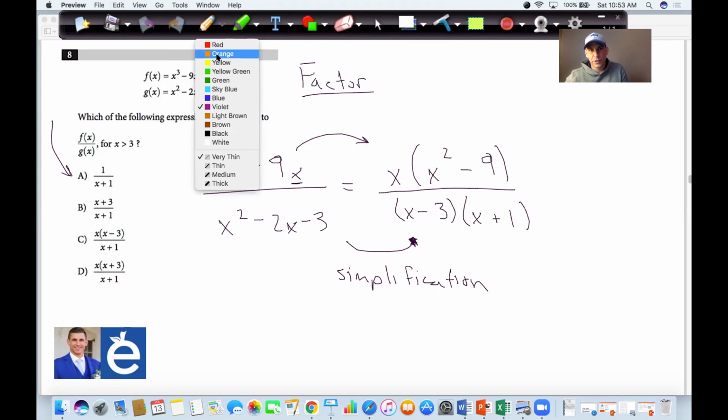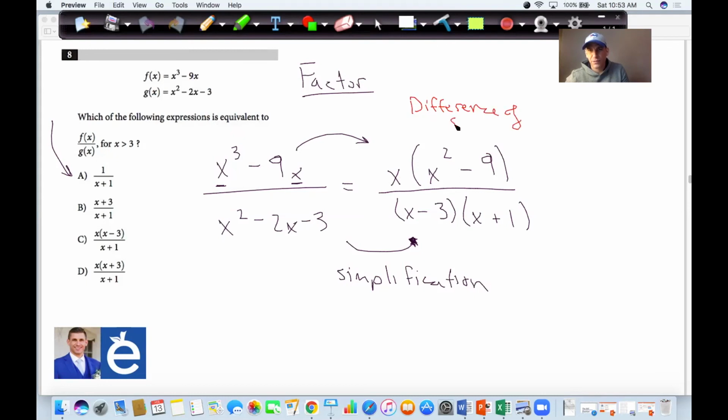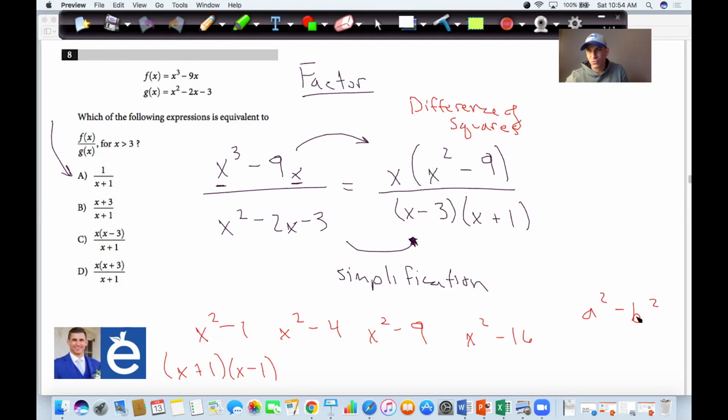I will tell you a huge hint on the SAT: always notice if you have something which is referred to as a difference of squares. The difference of squares is essentially if you have x squared minus 1, x squared minus 4, x squared minus 9, x squared minus 16. What you're going to notice is that these are all perfect squares. So if I have x squared minus 1, this is really x plus 1 times x minus 1. They love to do this too, with a squared minus b squared. They'll do something like this all the time.